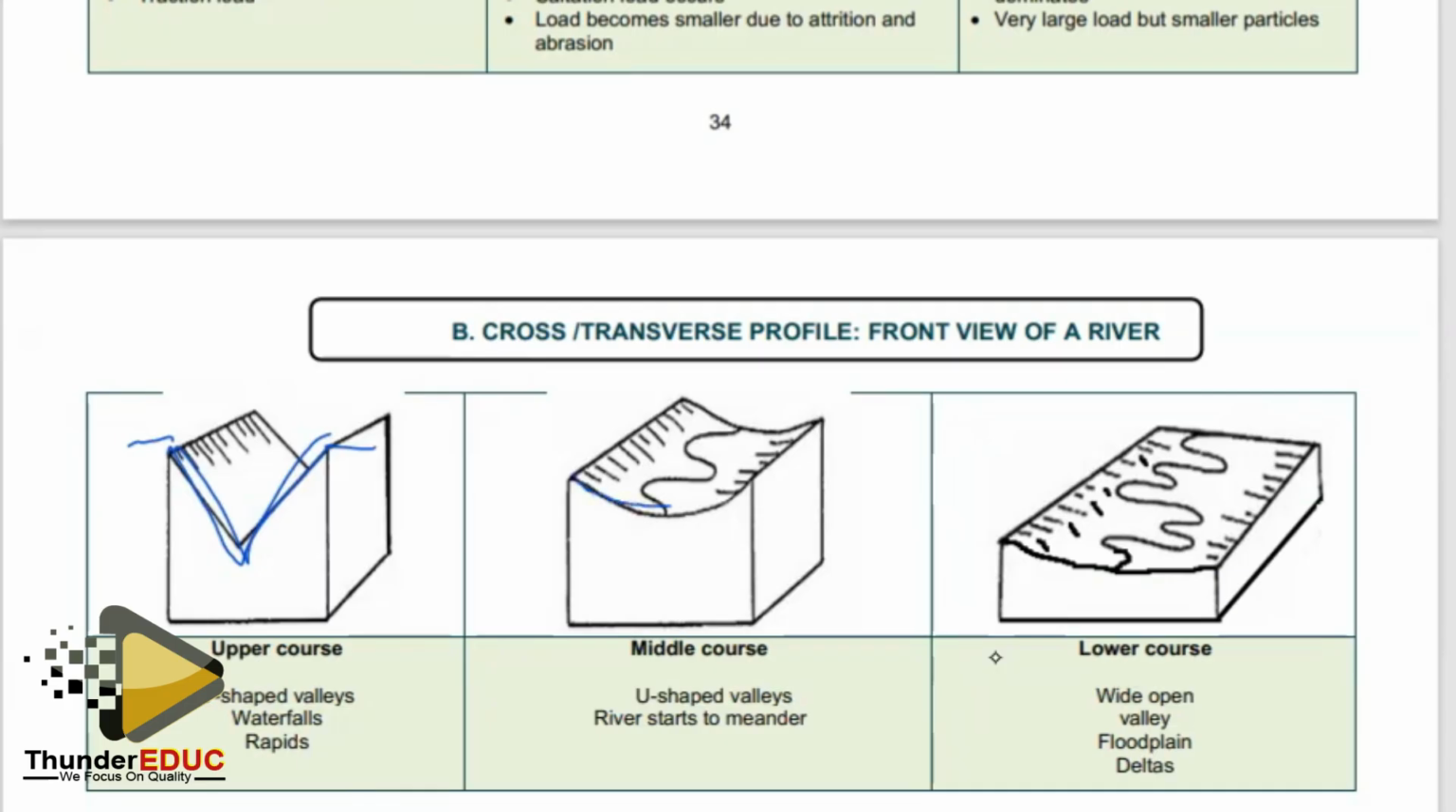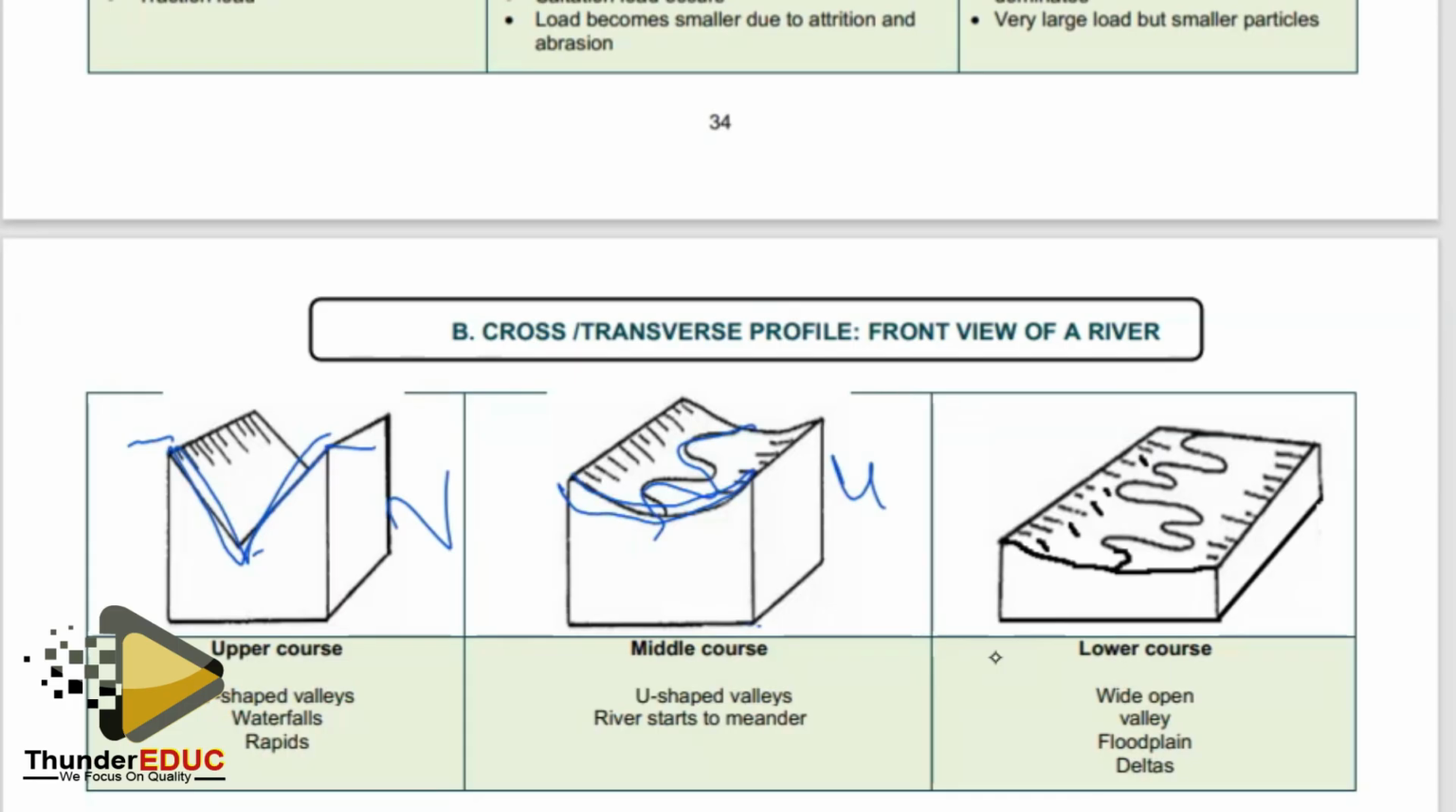Then we have the middle course. You can see on the middle course, it's slightly U-shaped. So its V is getting to a U here. The river starts to meander. You can see the river channel is bending. Here, the river channel will be almost straight. But here, because of the nature of the gradient, it's very steep in the upper course. But now the gradient is reducing. The river will start to wind, and is now a little bit wider. It's now having a U shape.